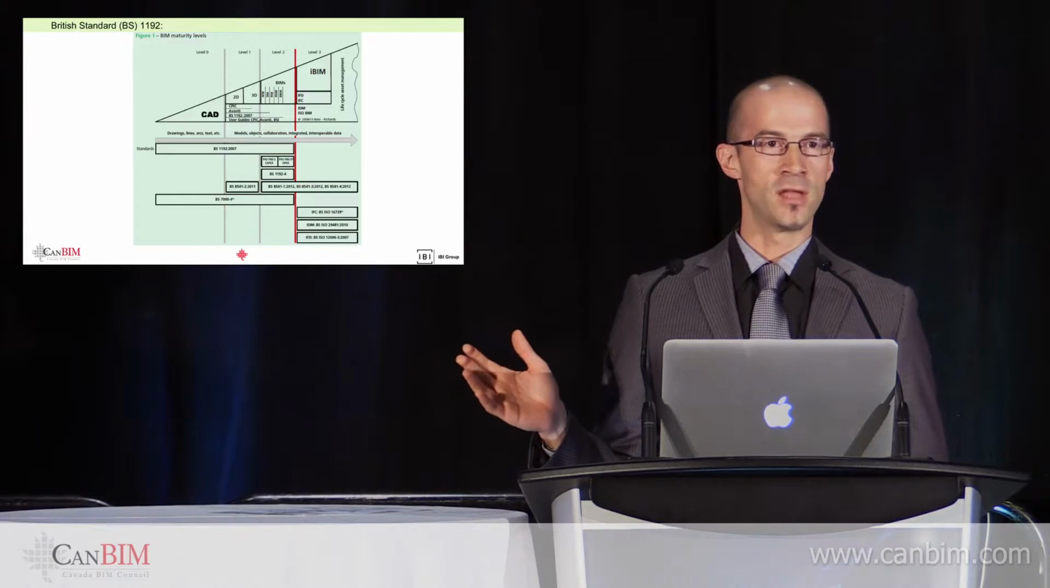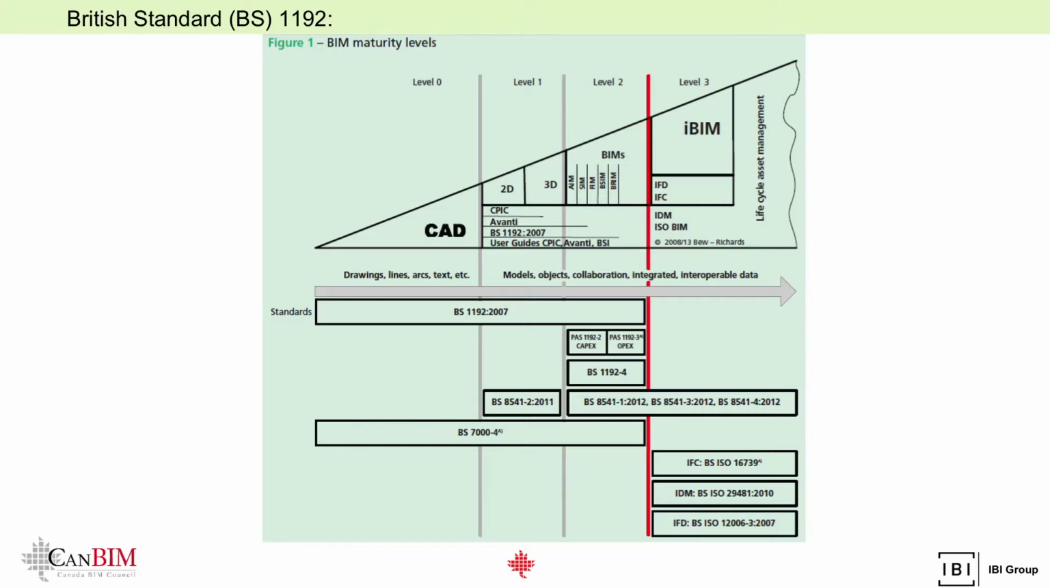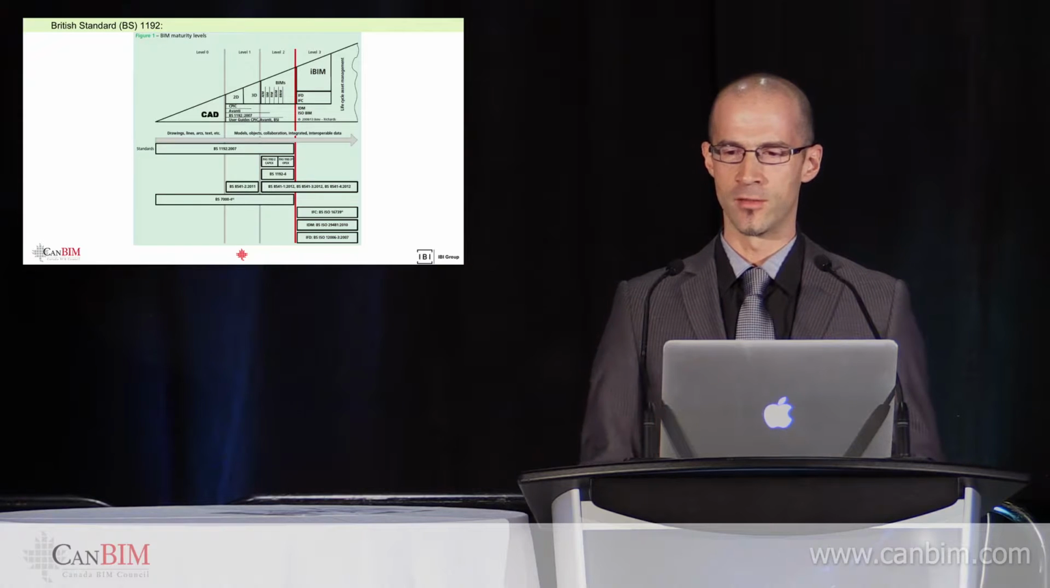This is the BS 1192 diagram. In the UK, they've mandated level 2. They're looking at level 3. I like level 3, the concept of the informational BIM. So you take all that information, jam it together.